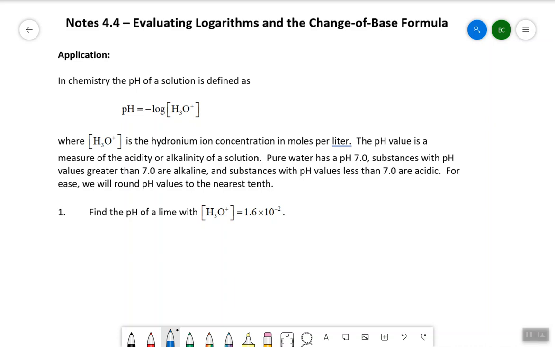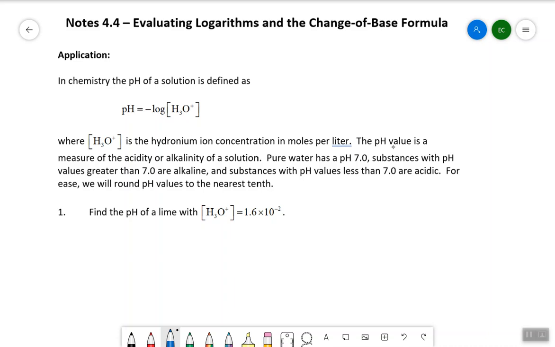We're working in section 4.4 and we want to look at an application from chemistry. The pH of a solution is defined by this formula here. It's equal to the negative common log of the hydronium ion concentration of the solution.